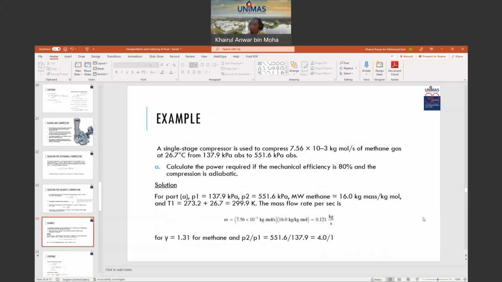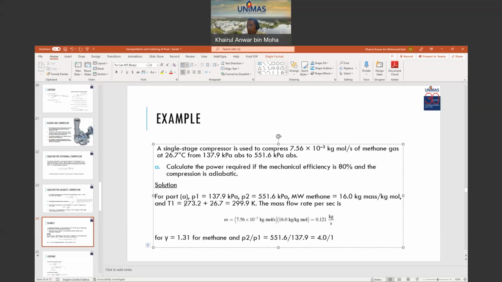Example: a single stage compressor is used to compress 7.56 times 10 to the power of negative 3 kilogram mole per second of methane gas at 26.7 degrees C from 137.9 kilopascal absolute pressure to 551.6 kilopascal absolute pressure. Calculate the power required if the mechanical efficiency is 80% and the compression is adiabatic.